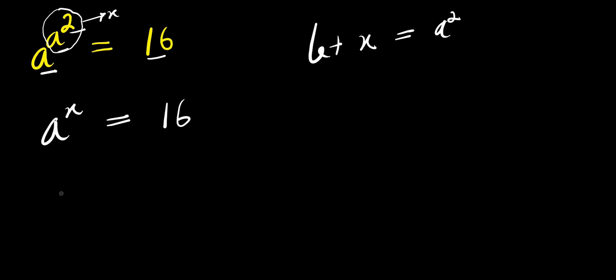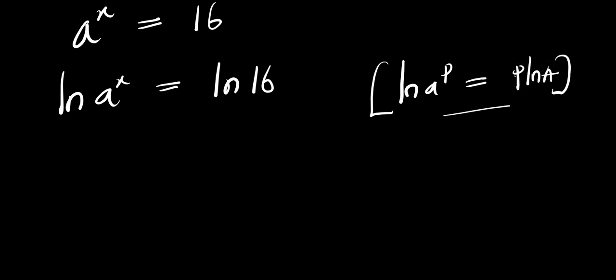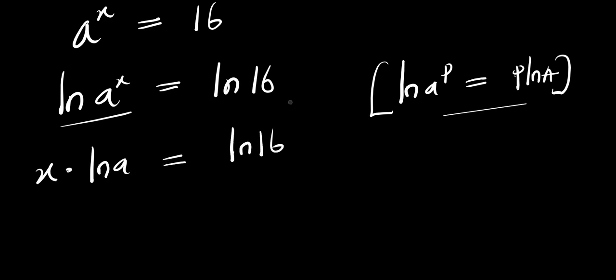Next step is to apply natural log. Have natural log of a power x equals natural log of 16. Now, if you have natural log of a power b, this equals b times natural log of a. Applying this right here, have x times natural log of a equals natural log of 16.